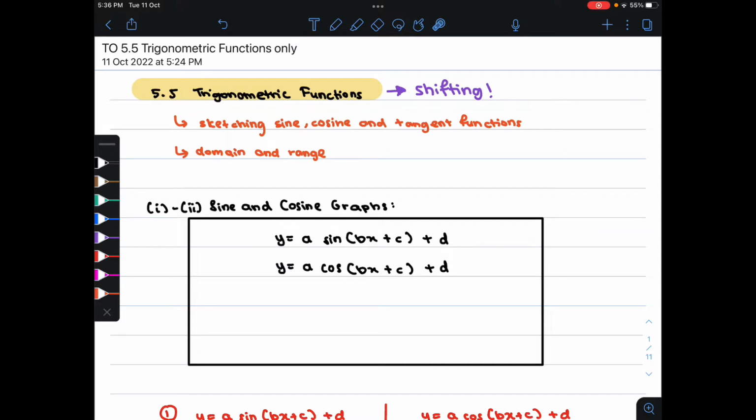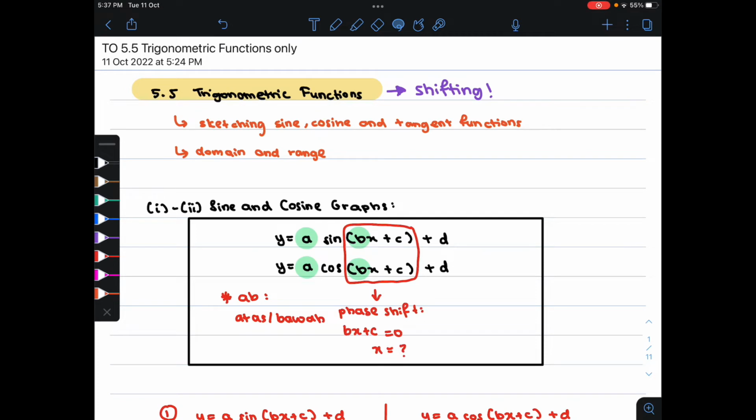Note that for sine and cosine graphs, the equation will look like this: y = a sin(bx + c) + d, and y = a cos(bx + c) + d. Note that in order to get the shape of your graph, this time we will look at the value of a times b. When you do a times b for sine, that will give you the shape of your graph. The same thing happens for the cosine function, where you look at the value of a times b. That will give you the shape of your graph.